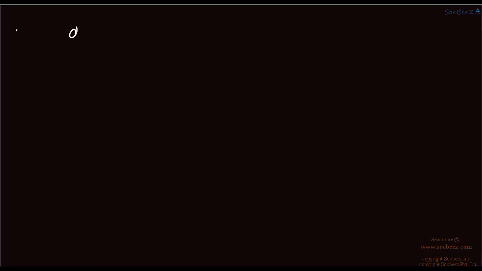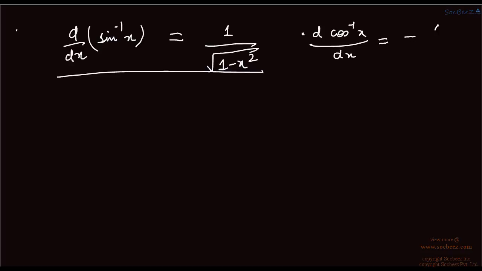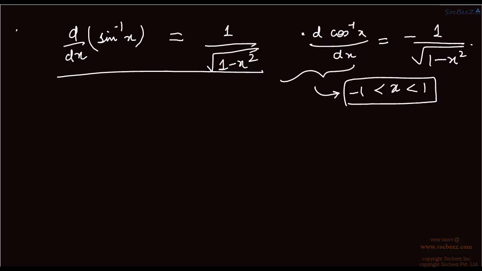First function, sine inverse x. d by dx of sine inverse x is equal to 1 upon root of 1 minus x square. Like sine inverse x, you have to deal with this. For cos inverse x, d of cos inverse x by dx is equal to minus 1 upon root of 1 minus x square. Now this is for x belongs to minus 1 to 1, this too. x belongs to minus 1 to 1 in them.